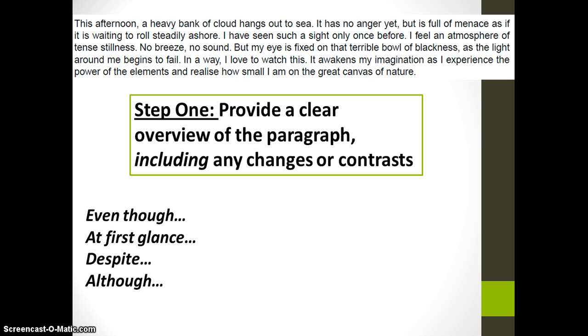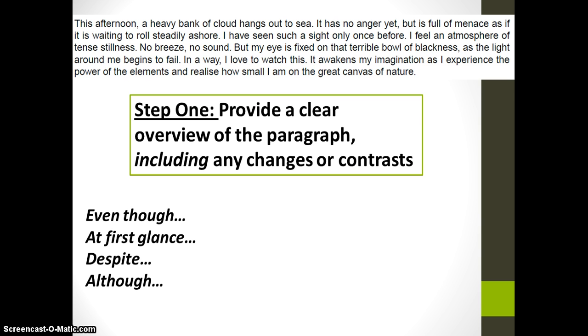Now, I've said there, and it's in italics, including any changes or contrasts. What you'll notice a lot of the time with these questions is that it's not just the same effects all the way through, and that often there's a contrast for you. Now, you've read this paragraph here. What do you think the main effects are?